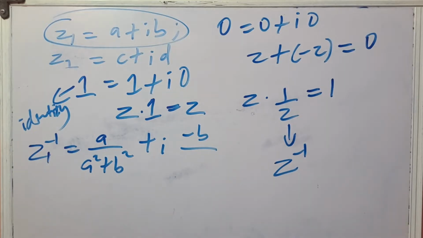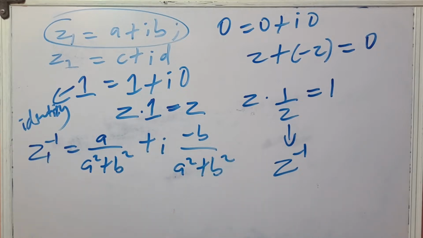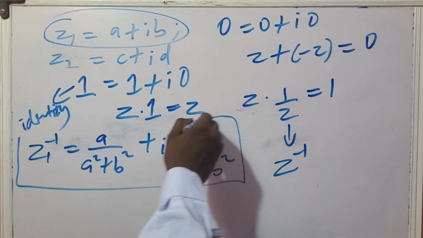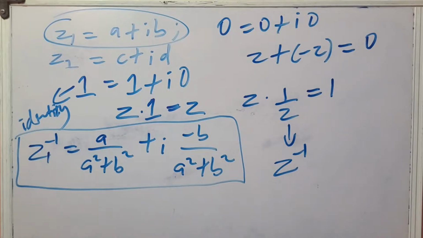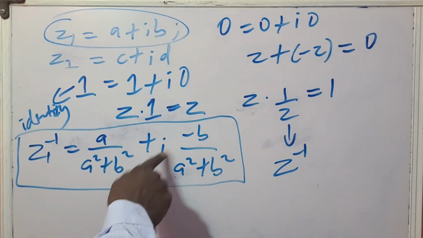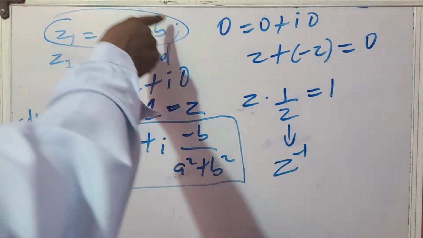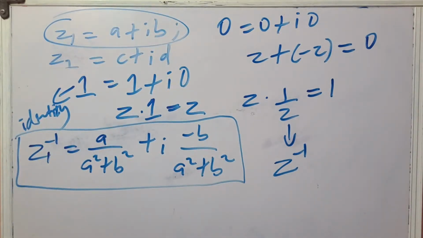Just find a way to know it. So this is the multiplicative inverse of a complex number. You can see it right here. Notice we have the real part plus or minus the imaginary part, and then the denominator is always a square plus b square. So note that, and you will see how this works very well.